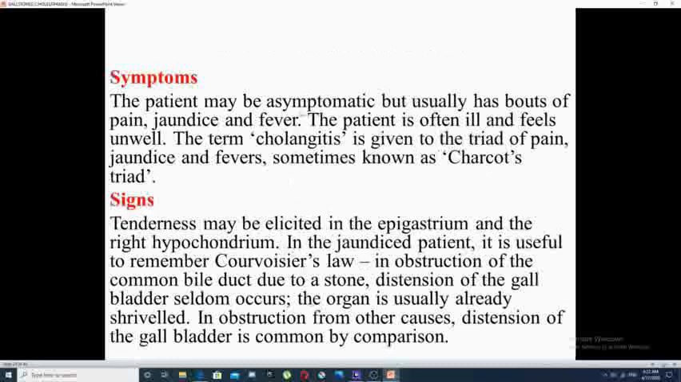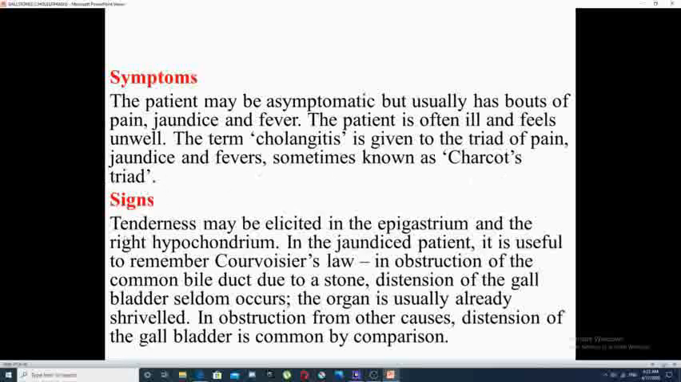Patient may be asymptomatic. It usually has bouts of pain, jaundice, and fever. Patient is often ill and feels unwell with cholangitis, which means a triad of pain, jaundice, and fever, sometimes referred to as Charcot's triad.